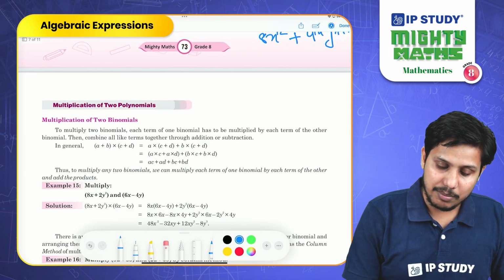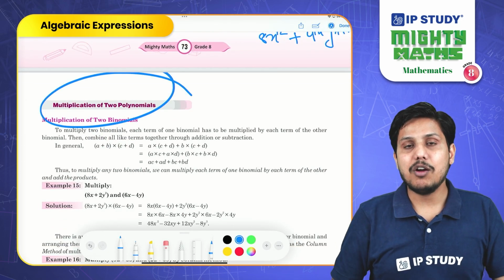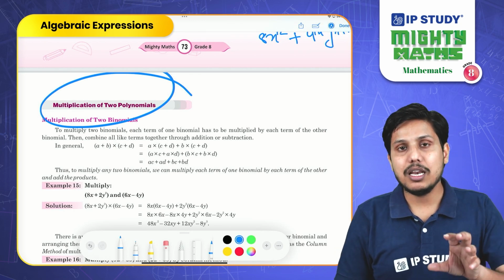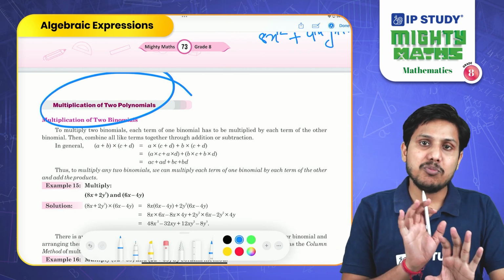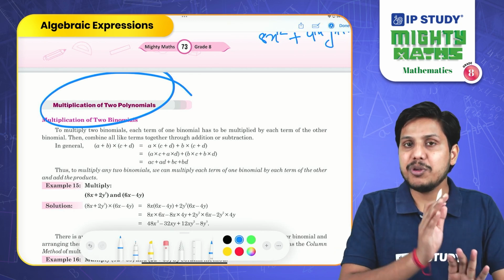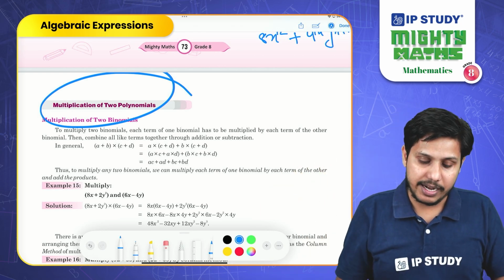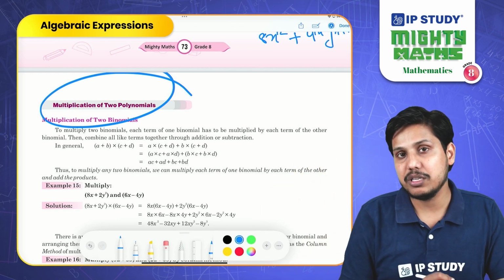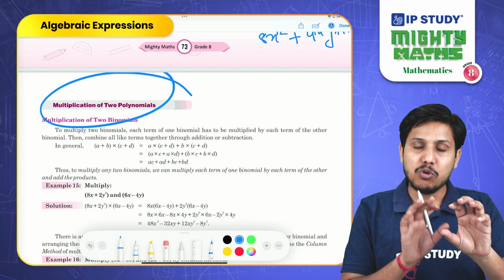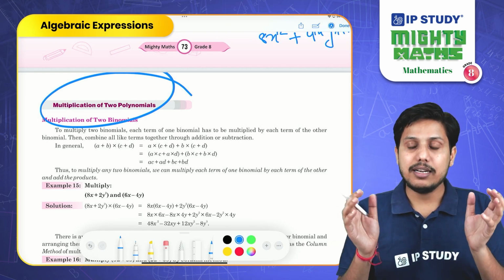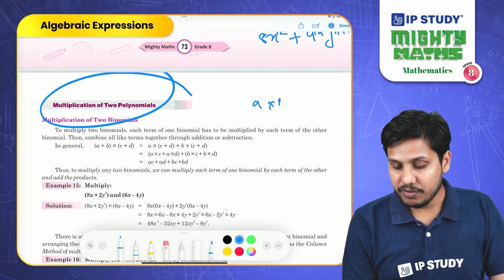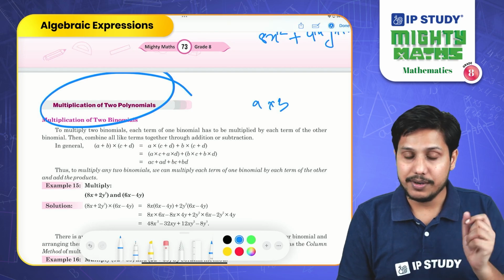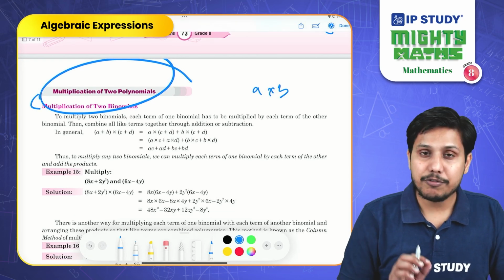Yes, multiplication of two polynomials. How to multiply two polynomials? Till now we have just observed how to multiply a monomial with a monomial or a monomial with a polynomial, but here we'll see how to multiply two polynomials. It means the number of terms in both the multiplier and multiplicand, that is a and b, will be more than 1. So first is multiplication of two binomials.